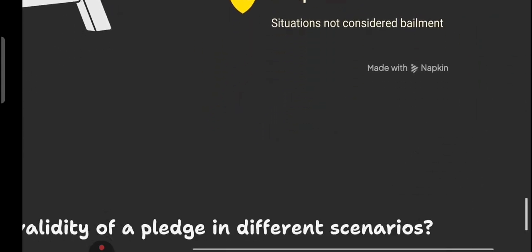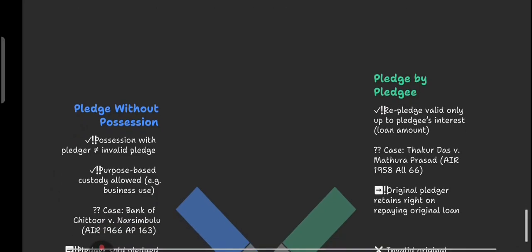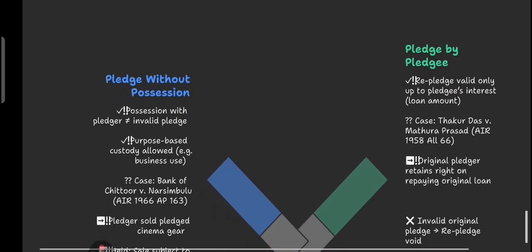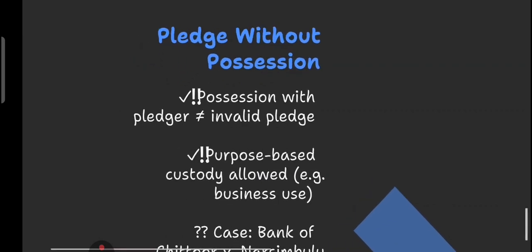Now let's explore another aspect, that is called pledge. Have a look at the pledge. So friends, pledge holds its validity in different scenarios, an essential concept when dealing with guarantees and security. First, we have pledge without possession. Pledge without possession is considered invalid.